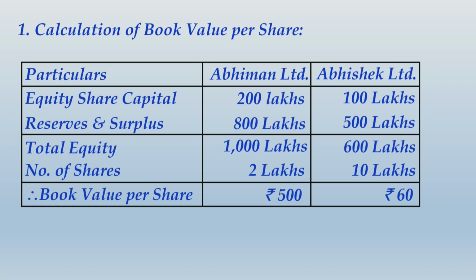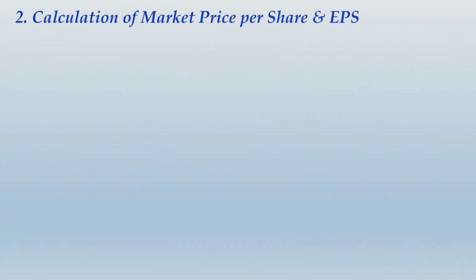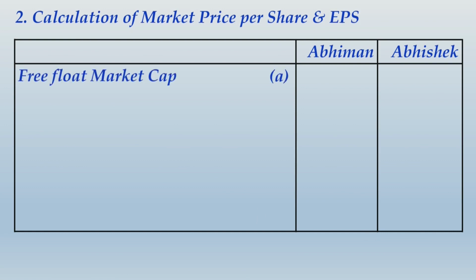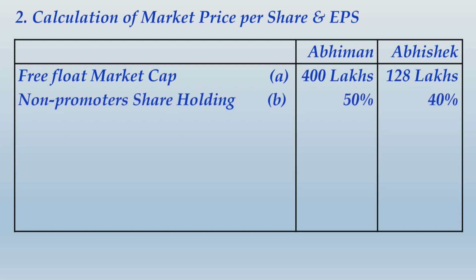Alright friends, you would have finished writing these calculations. Let us move ahead and determine the market price per share and EPS. Now this is something tricky. Please pay attention. We know the free float market capitalization of both the companies. We also know the promoters holding, right? So whatever be the promoters holding, the remaining part of the shareholding will be identified as non-promoter.